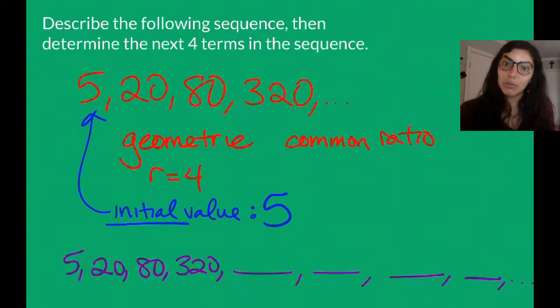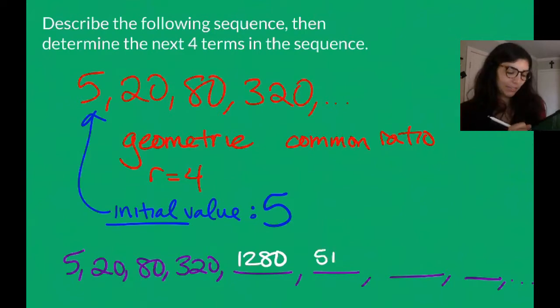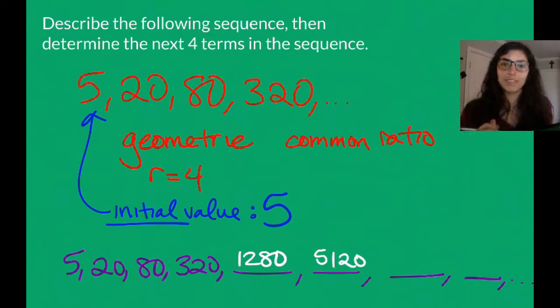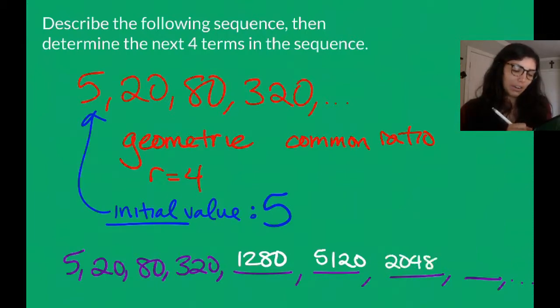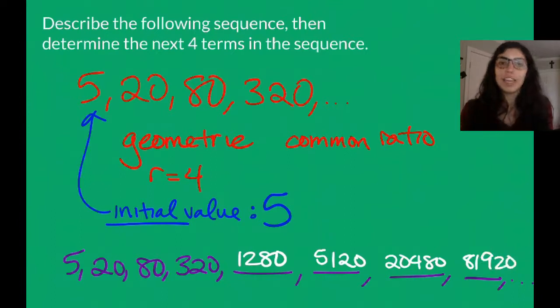320 times 4, use your Desmos or your calculator to calculate that, is 1,280. 1,280 times 4, to continue the pattern, is 5,120. Multiply it by 4 again to get 20,480. Multiply it by 4 one more time to get 81,920. And on and on and on.